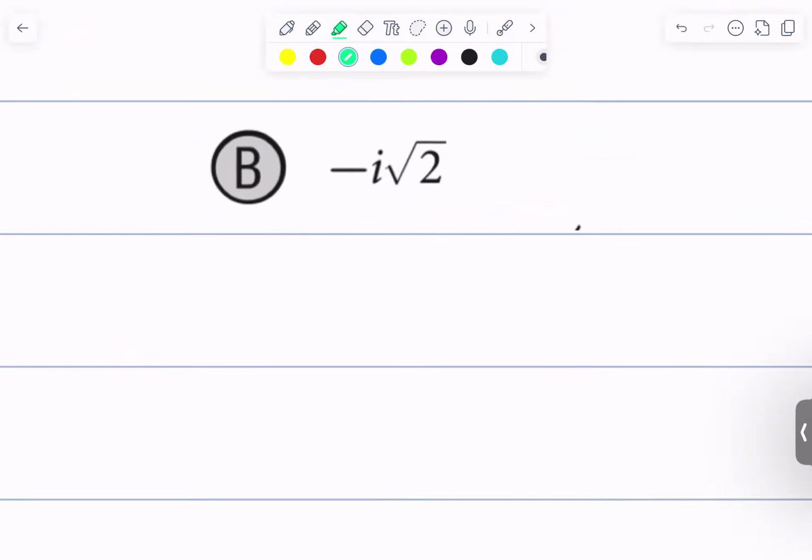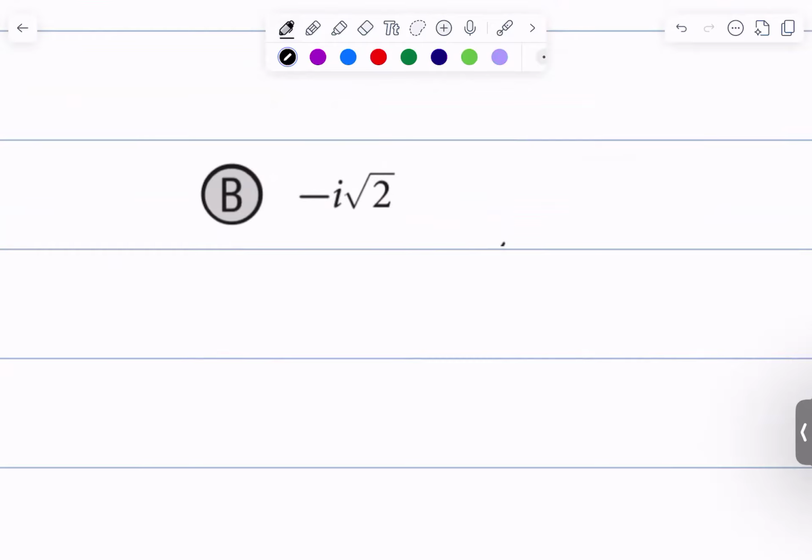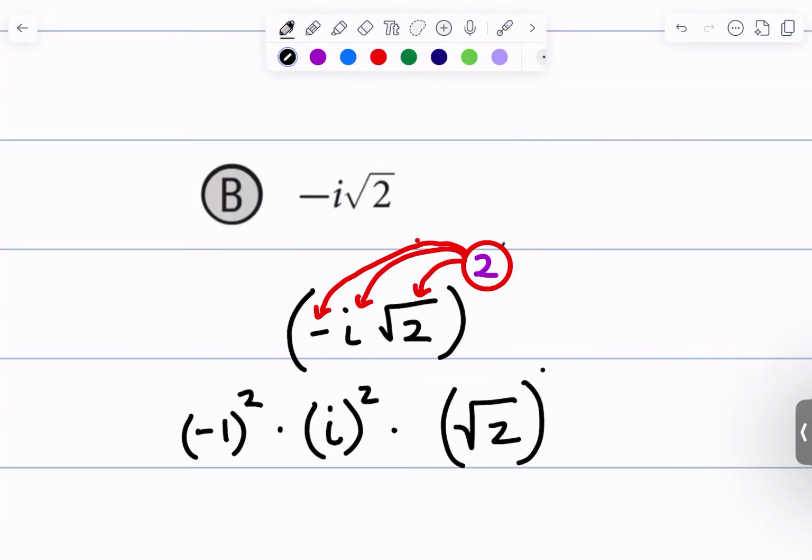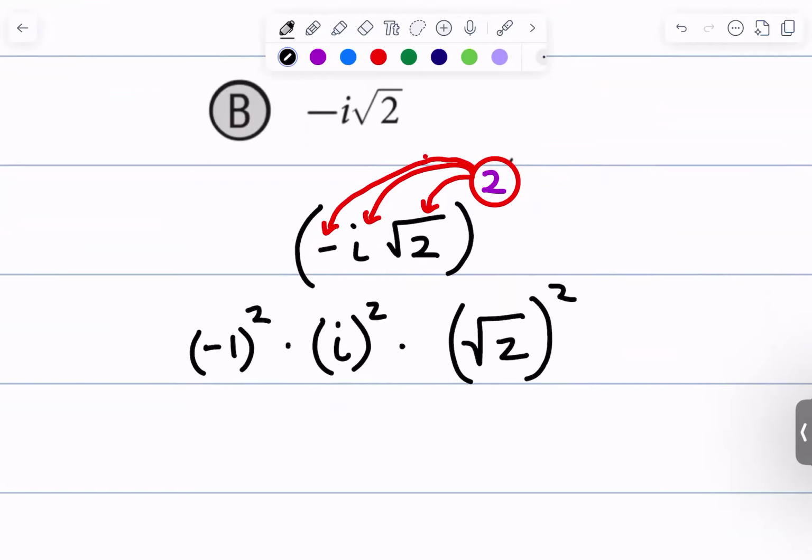Okay, so if I square -i square root of 2, remember that this square goes to everything here. So it goes to the -1, the i, and the square root of 2. Okay, so -1 squared times i squared times square root of 2 squared, right? So it'll break out to be like that.